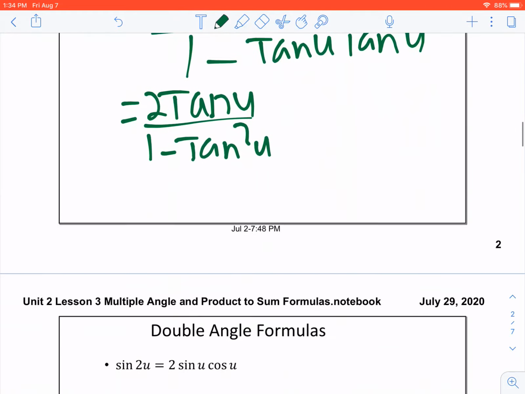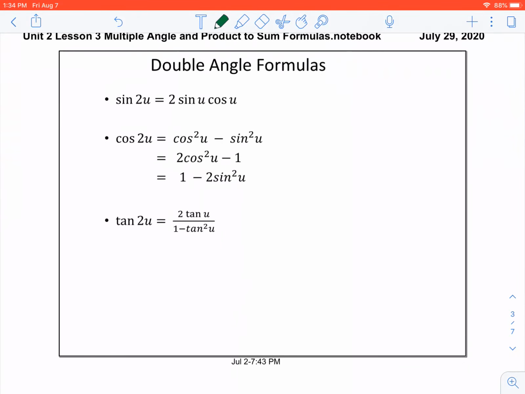So that is how, in your notes and on the reference sheet, which is a separate link on Schoology, we derive those double angle formulas. All right, so the next video is going to discuss examples of how we apply the double angle formulas, how I do my homework problems.